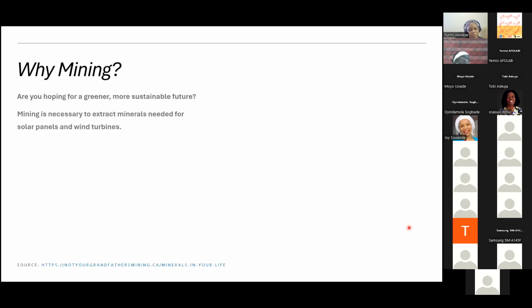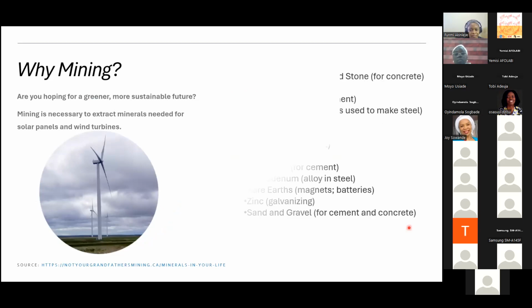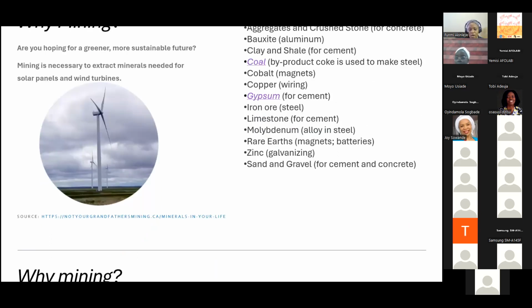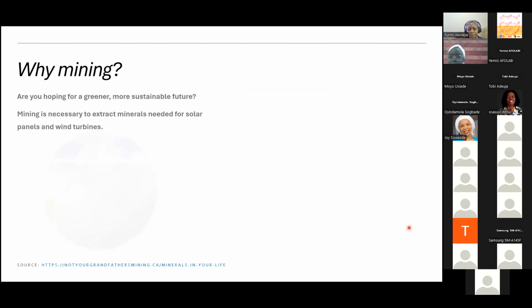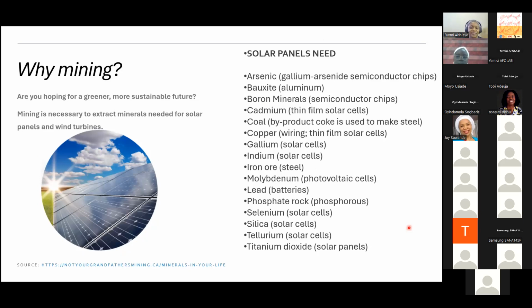Why mining? Okay, so are you open for a greener, more sustainable future? Actually, if you want wind turbines, we need mining to achieve that. There are so many of the minerals used to create these things that you can't just get without mining happening. Also, think about it. You want solar panels. That's also a way to get to a sustainable future when we start going into renewable energy. But fortunately, we also need mining to be able to get some of these things in place.